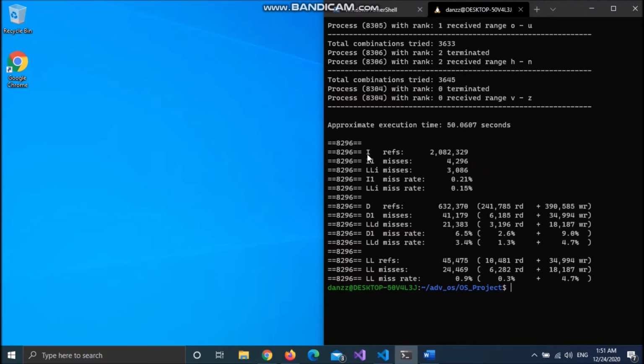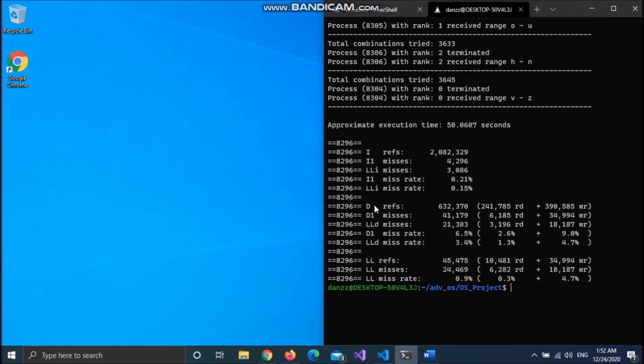Now first of all, I here refers to the instructions, and refs means references. So the total instruction references made is this amount, and I1 means that at level 1 cache the misses were this much, and LLi means the misses at level 2 cache. Now the misses at level 2 cache, the instruction misses to be specific, are this much, and these metrics show the miss rates at level 1 and level 2.